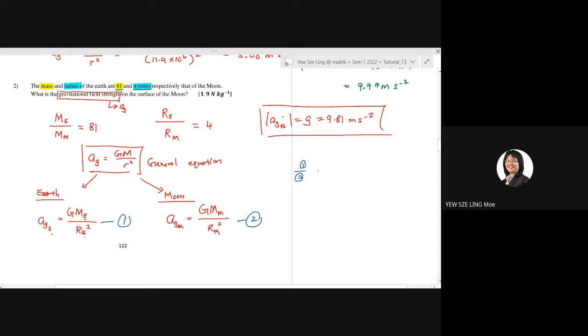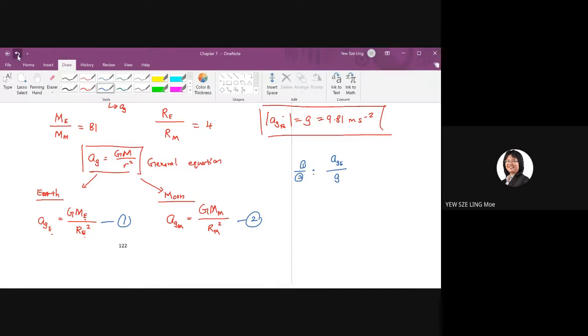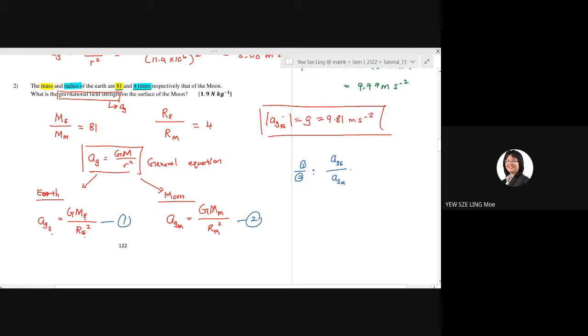Okay, now 1 divided by 2. So I'm going to use AGE divided by AGM. So I have GME over RE square divided by GMM over RM square. Kalau kamu punya matematik lulus, then you should know how to solve it. So AGE divided by AGM equals GME over RE square times RM square over GMM. We can then remove G from our equation because they have the same value. You don't even have to calculate it.